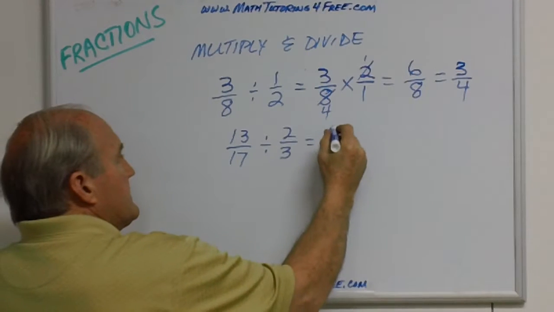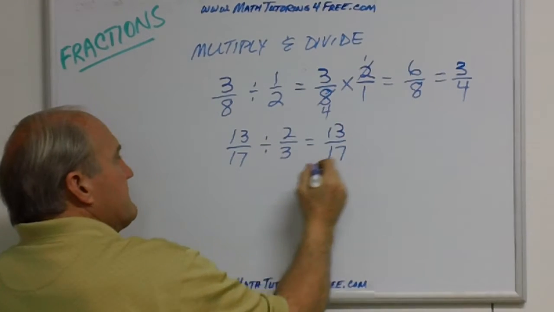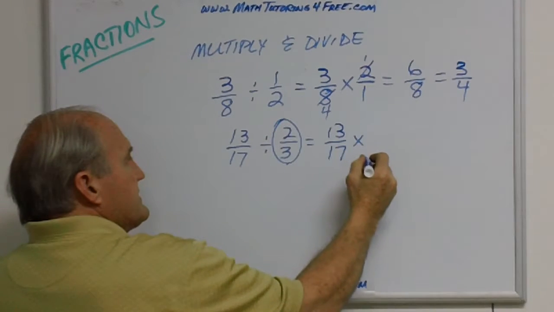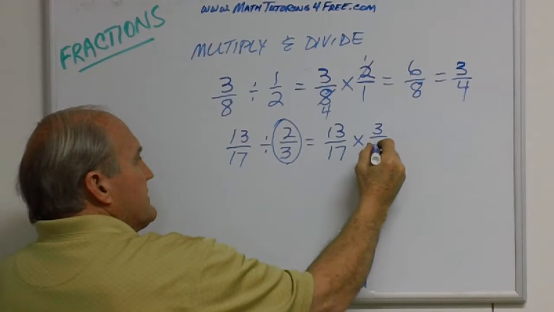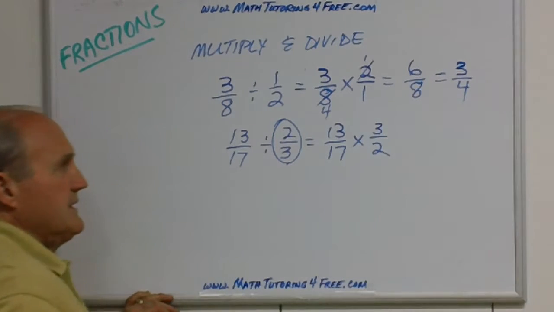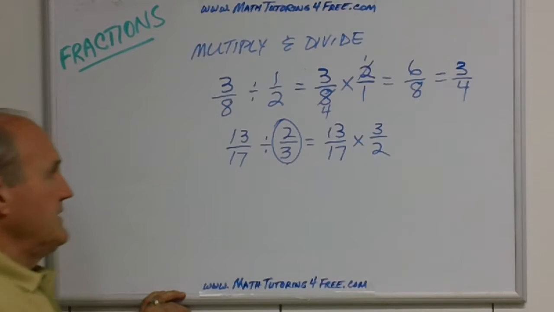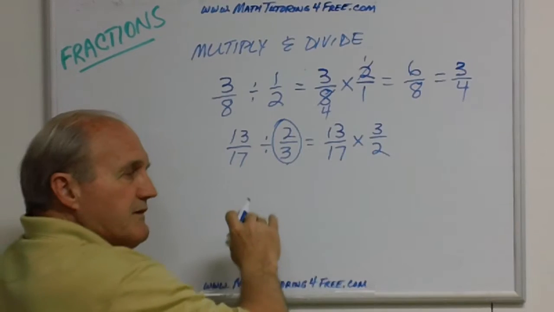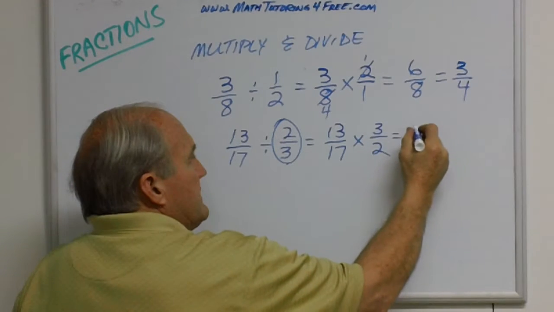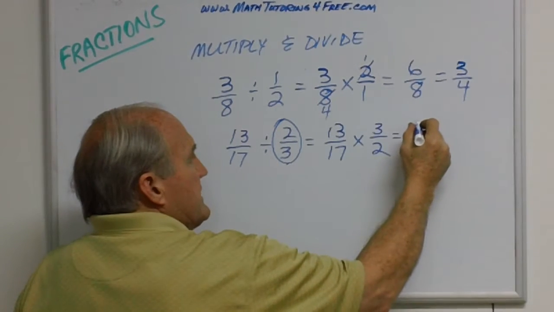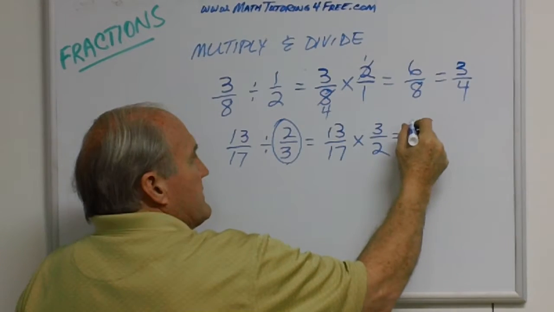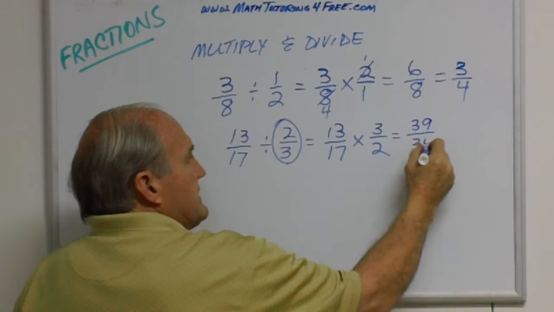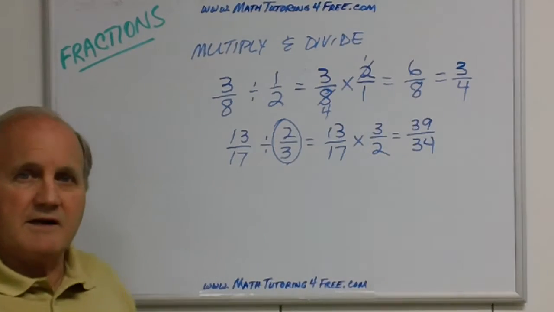So let's take that next step, 13 over 17. The divisor we're going to invert and change it to multiplication. It becomes 3 over 2. Look again, can anything cancel? 3 won't go into 17, 2 won't go into 13, so we have to multiply straight across. 3 times 13, 3 times 3 is 9, 3 times 1 is 3, so it's 39 over 2 times 17 is 34. Kind of a weird fraction.